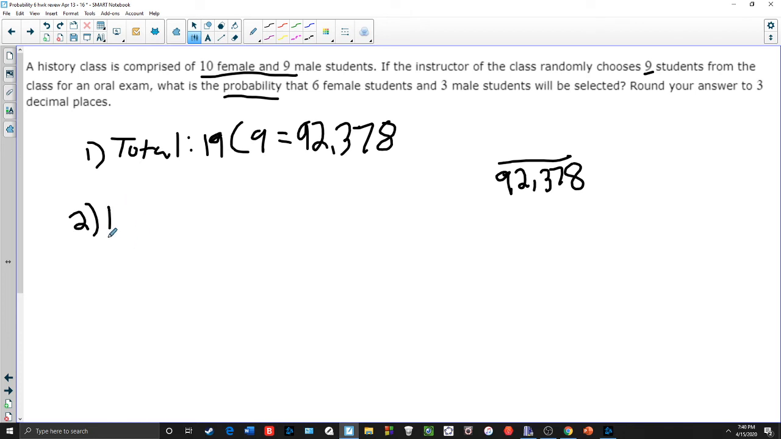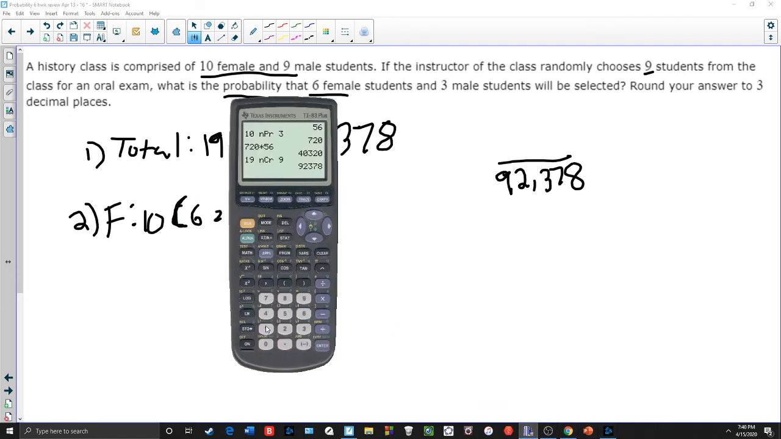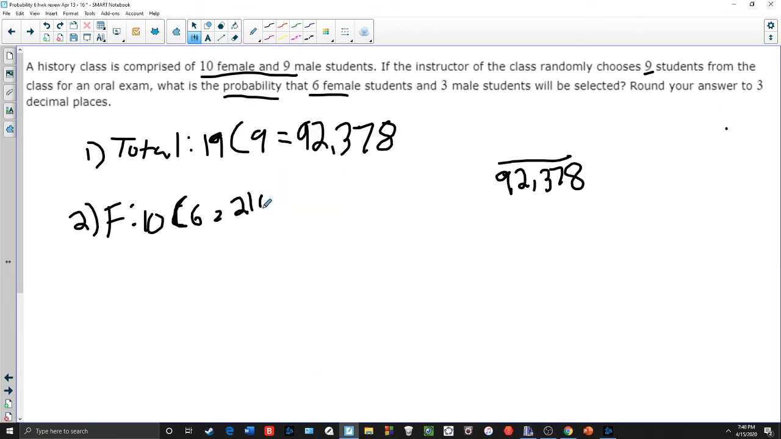So we'll do the combinations for female. I have 10 female students, and I want to choose 6 of them. So 10 female, choose 6. Not pick, so it's not a permutation, again, because I don't care what order I pick them in. I just want 10C6. Combinations is very important here. 10 choose 6, we get 210. That's how many ways I can pick 6 females from 10 females total.